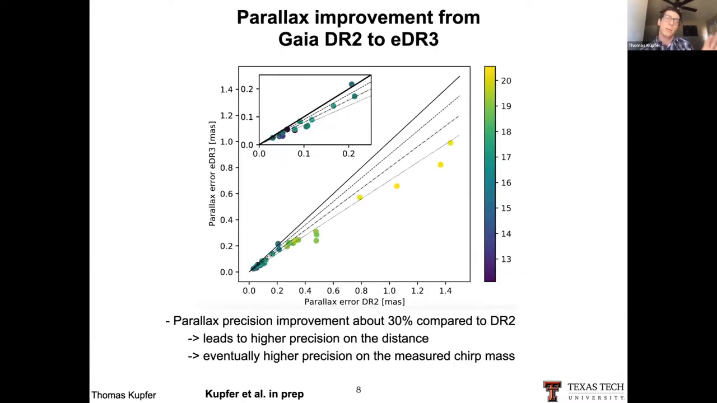And then the change in particular from Gaia DR2 to EDR3 is actually quite significant. The parallaxes have improved by something like 20 to 30%, as you can see here, especially on the faint side, where the darker sources, the fainter sources are. You really see this is the one-to-one line, and then it's 10% better, 20% and 30% better. And you see that, especially on the faint side, 30% better parallaxes lead to much better precision on the distance, and then in turn lead to much better precision on the chirp mass. And so that's just to keep in mind.